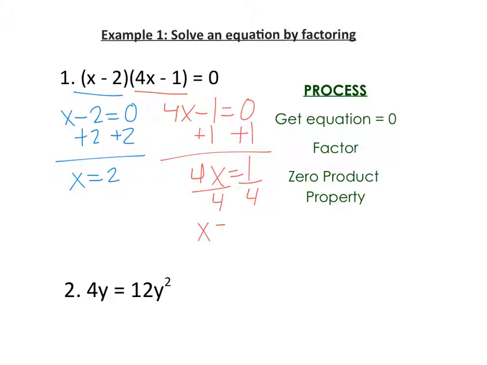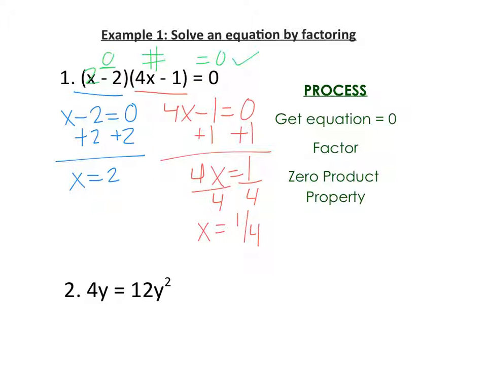So again, the zero product property and get 1/4 states that I set the factors equal to 0. And now if I plug them in, I should see that this will work and they will equal 0. So if I plug a 2 in for x, right here, 2 minus 2 is 0. 0 times any number here would still equal 0. So that would work out.